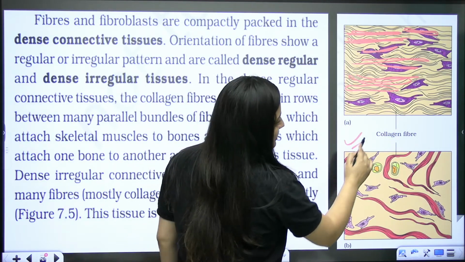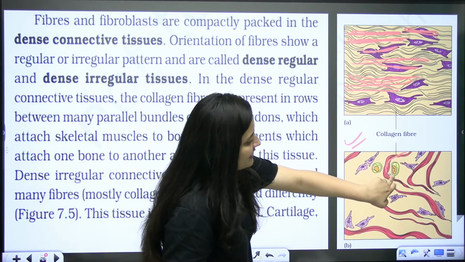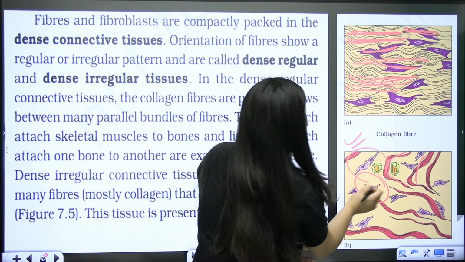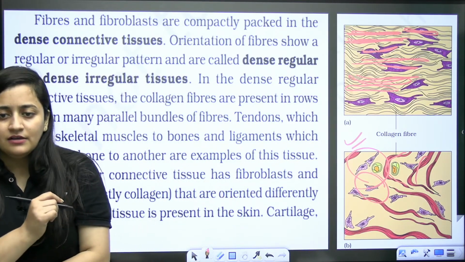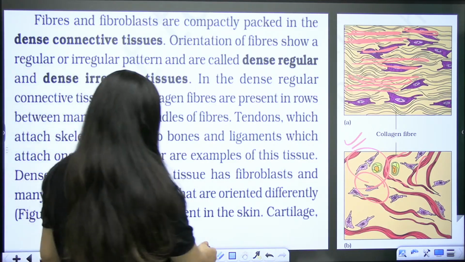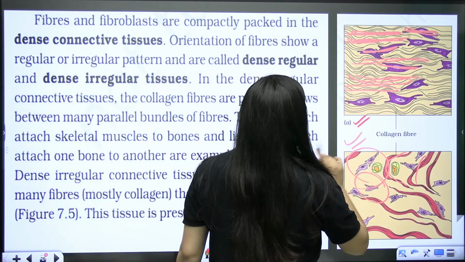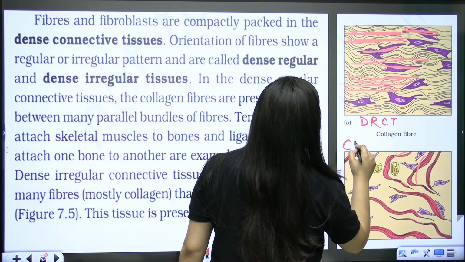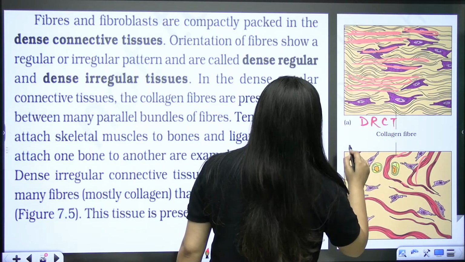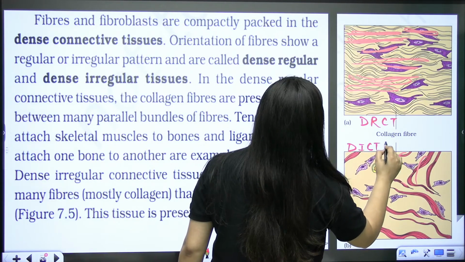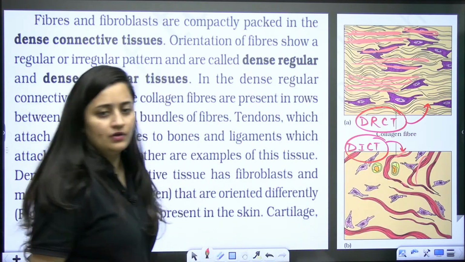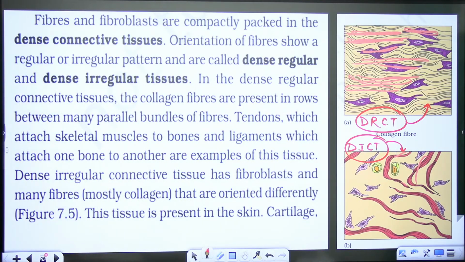So this is dense irregular. See, collagen fibers are placed like this, randomly distributed, and fibroblasts are randomly distributed. So this diagram is of dense regular connective tissue, and this one is of dense irregular connective tissue. Fine. Done?